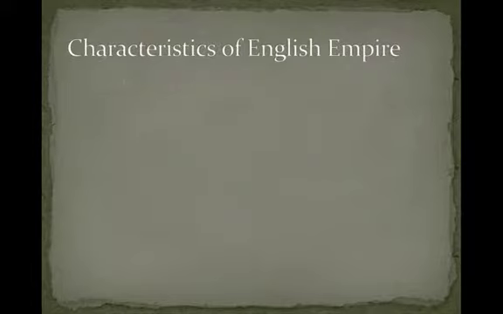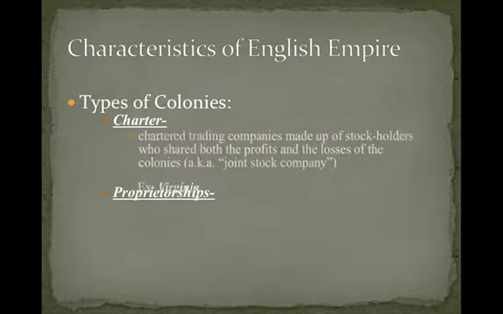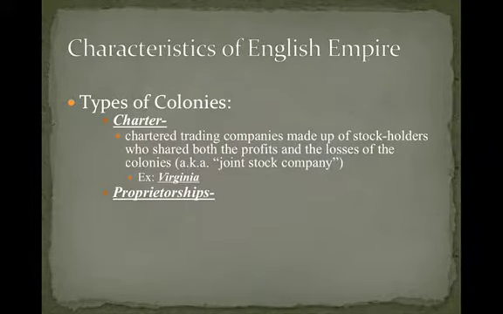A couple of the characteristics of the English Empire are going to be seen in the different types of colonies that they established. The first one is going to be called a charter. Now, these are chartered trading companies made up of stockholders who shared both the profits and the losses of the colonies. This is also going to be known as a joint stock company. One example of a charter colony is going to be called Virginia.